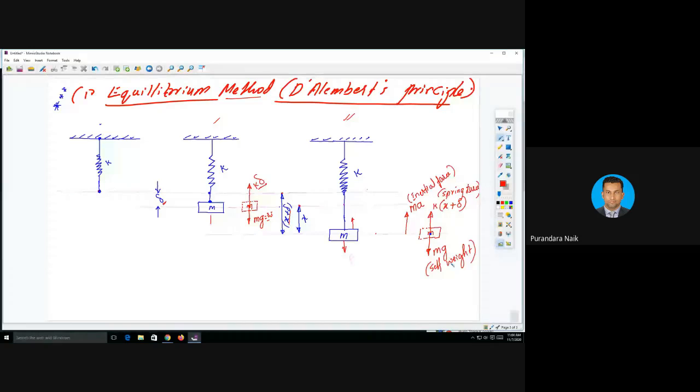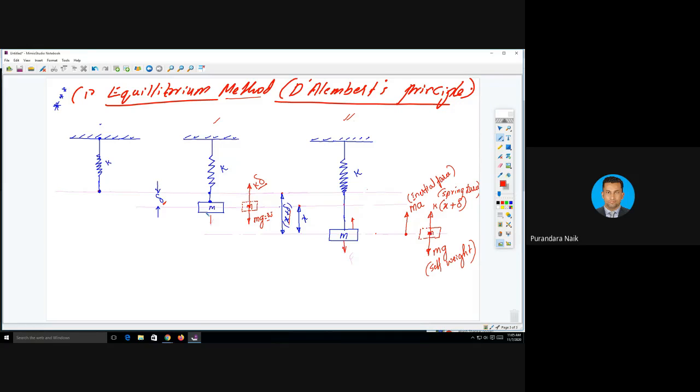How many forces are there in the third position? Three forces. One is self-weight, second one is spring force, third one is inertial force. There is no inertial force in the second position. Why? Because we applied the load and we left it. There is no vibration in the second position, right? But in the third position, there is a vibration, correct? That's why there is an extra force called the inertial force. I hope you copied.